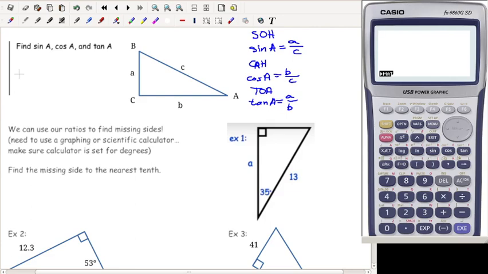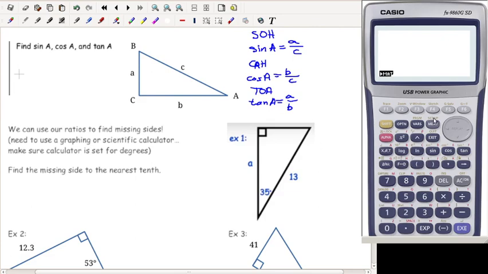And one of the reasons that we have trig ratios is that they actually let us find missing sides in a triangle. If we know a side and an angle, we can find a missing side. So we need to use a graphing or scientific calculator for this, and I've got my scientific calculator over here. Make sure your calculator is set for degree mode. If you're not sure how to do this and you're getting the wrong answer as you follow along with the examples, then ask me in the next Zoom lesson and we'll figure out how to change over yours.